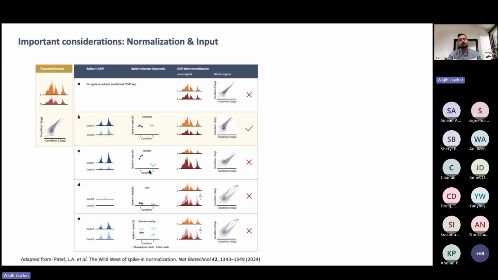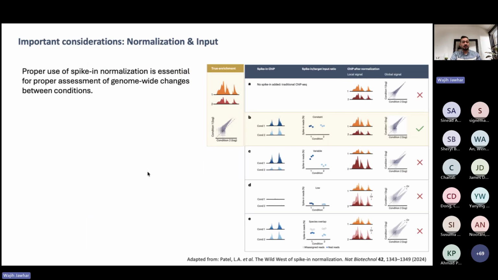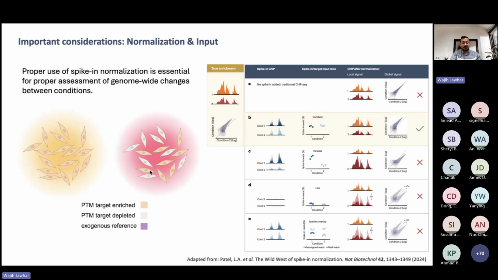So next, I'll discuss important considerations to get the most out of your experiments, because eventually data interpretation is our goal from doing these experiments. So one of the very important considerations, regardless of whether you're doing CUT&RUN, CUT&Tag, or ChIP-seq, is spike-in normalization. So spike-in is a technique to calibrate. It's used to calibrate data across different samples by adding a known and constant amount of exogenous non-target material, which we often refer to as a spike-in.